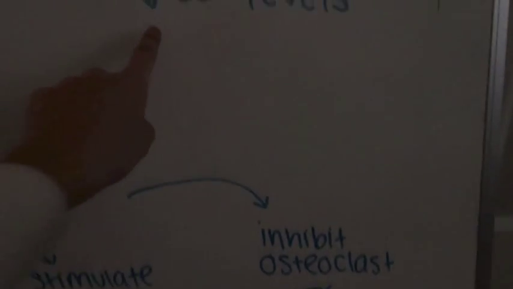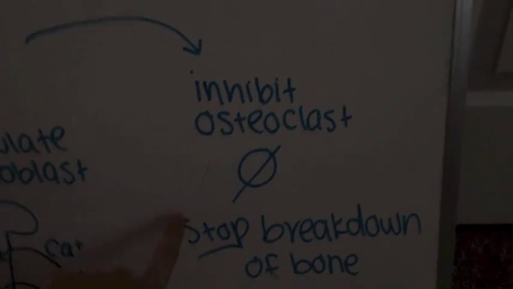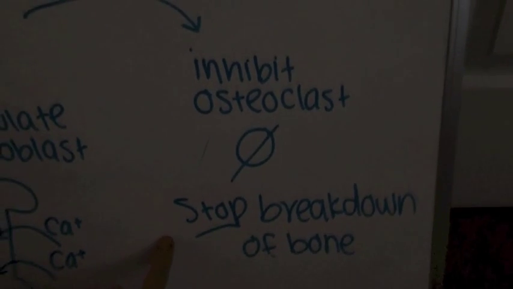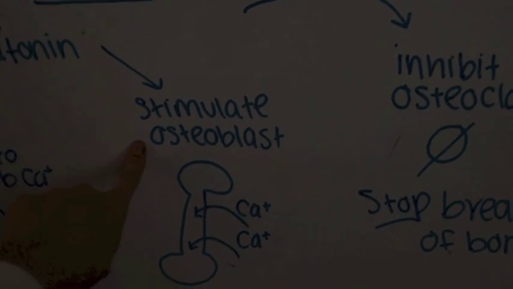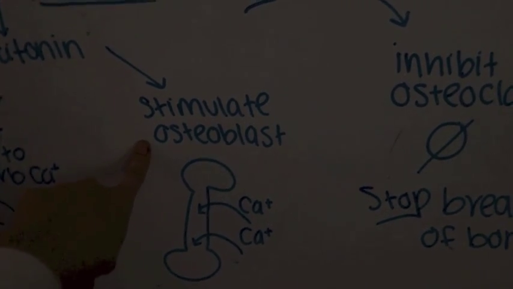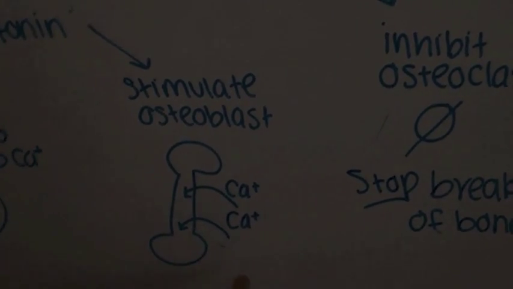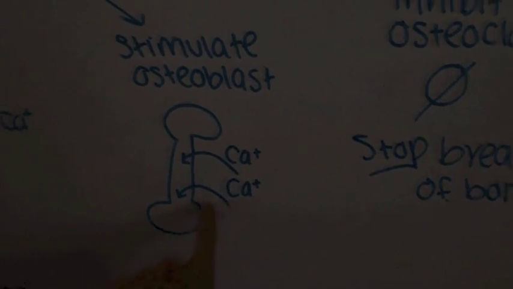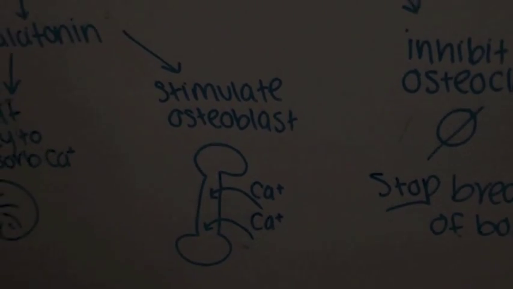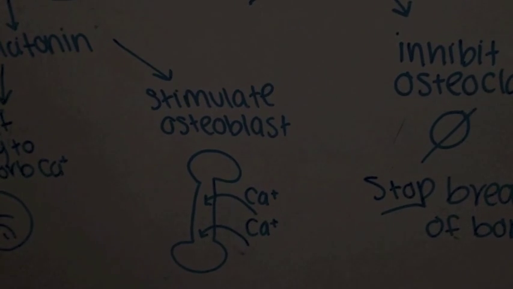But since the calcium levels are too high and we want to decrease the levels, we will inhibit osteoclasts, which will stop the breakdown of bone. By inhibiting osteoclasts, we will stimulate osteoblasts. As we talked about before, osteoblasts are important in the formation of bone. This means that calcium will be taken out of the bloodstream and put into the bone for bone formation, and this is what will decrease calcium levels.